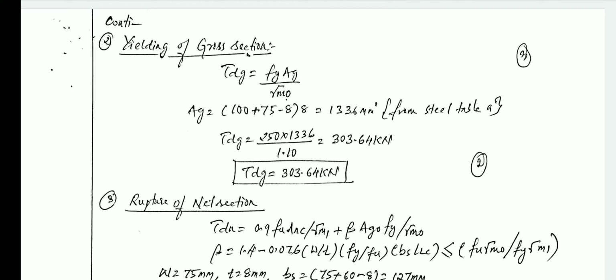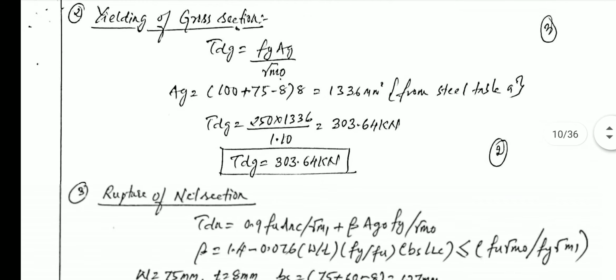Okay, so now here you have to calculate yielding of the cross section, rupture of the critical section, and block shear. After calculating all these values, I have to check which value is the least, and that is the tensile strength of the member. So now for yielding of the cross section, the formula will be the same: Tdg is equal to Ag fy divided by gamma m0. Gamma m0, how to get it, you also know. Ag you will get from the steel table or you can calculate from the formula.